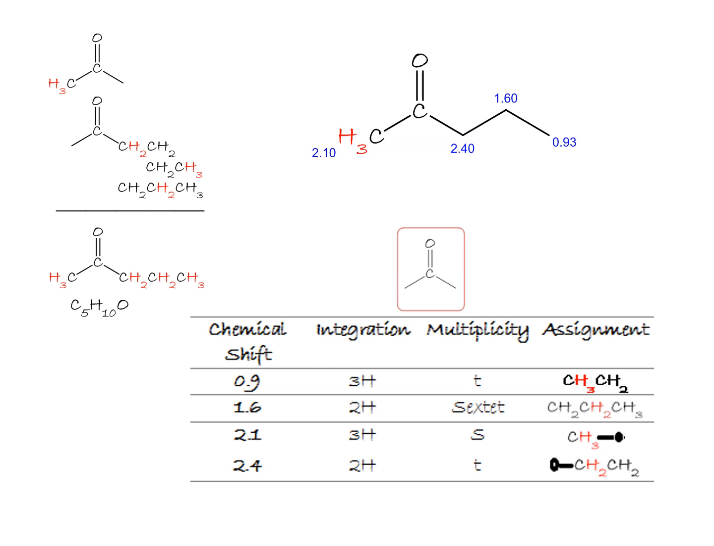Alright, make a table: chemical shift 0.9, integration 3 protons, multiplicity triplet, assignment CH3 adjacent to CH2. 1.6, it's 2 protons, sextet, means it's CH2 adjacent to CH3 and CH2. 2.1, 3 protons, singlet, so it's CH3 adjacent to spin inactive. 2.4, 2 protons, triplet, so it's CH2 adjacent to CH2, and another spin inactive on the other side.